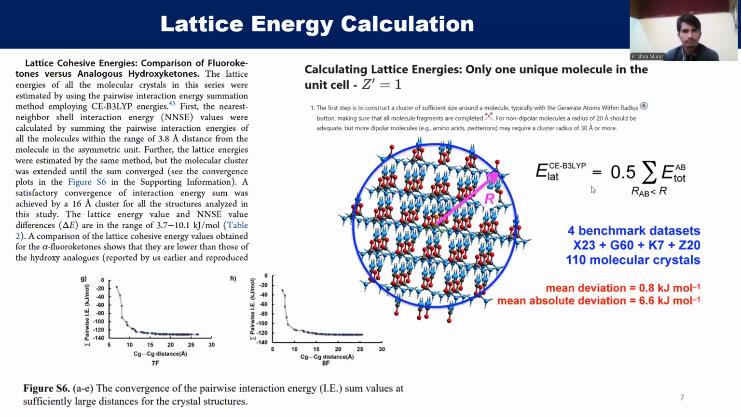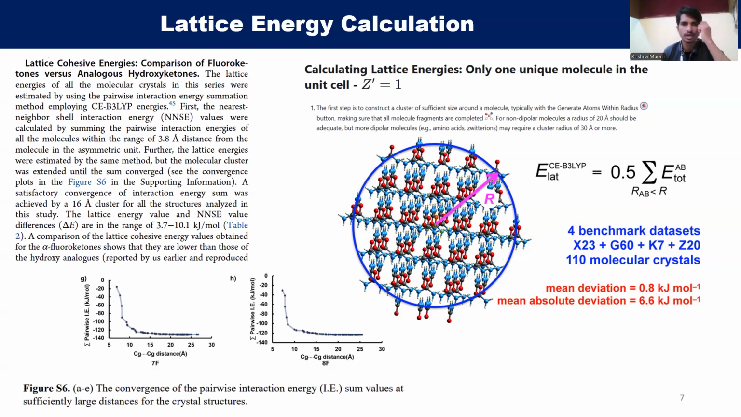Now, in this part, I will tell how to calculate lattice energy using Crystal Explorer software. Before we move ahead, we should know what lattice energy is. Lattice energy is the energy required to completely separate 1 mole of a solid ionic compound into its constituent ions in the gaseous phase. In Crystal Explorer, we cannot directly calculate lattice energy. We calculate lattice energy using some approximation.